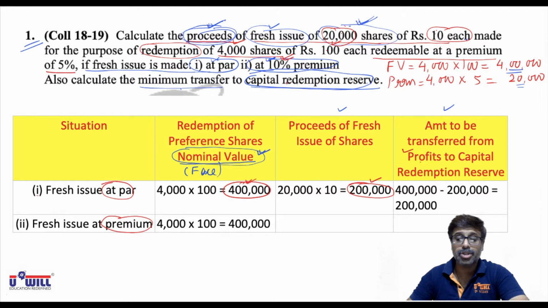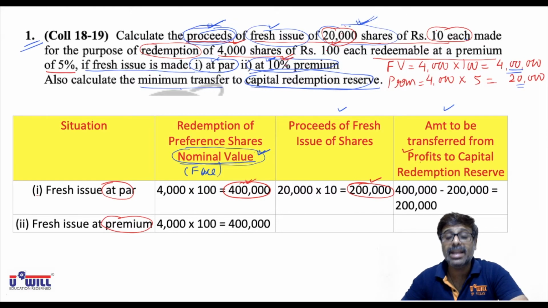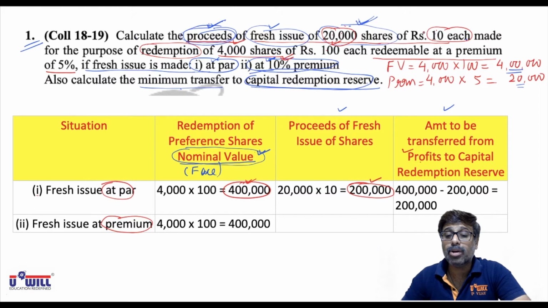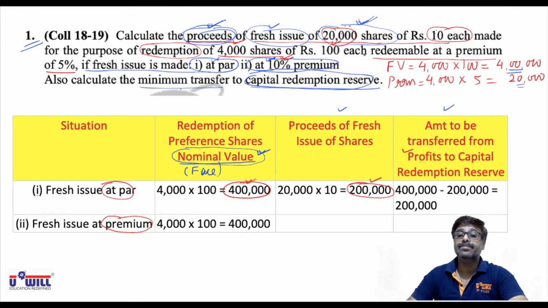So I ask you a question. What will we take in proceeds of fresh issue of shares? 20,000 into 10 or 20,000 into 11? Think about it. 20,000 into 10 or 20,000 into 11? 20,000 into 11. Wrong!